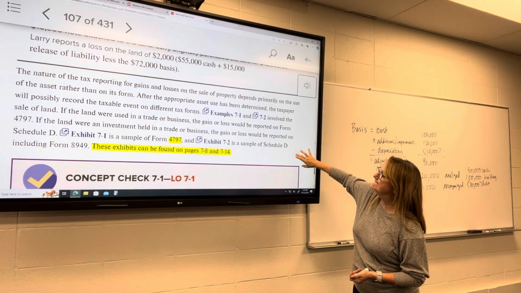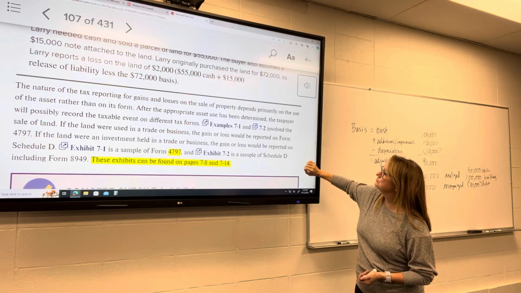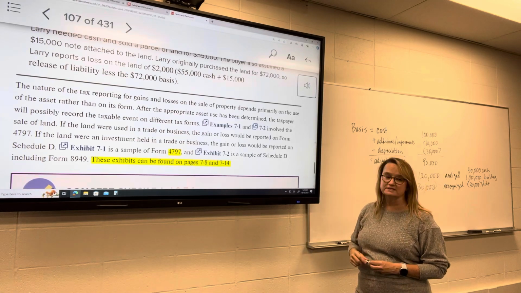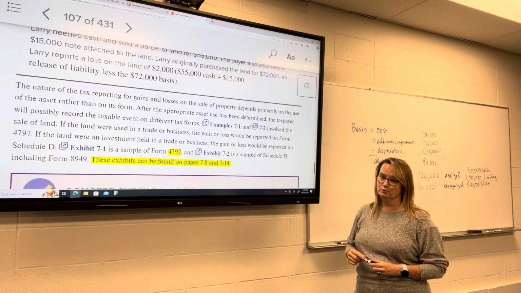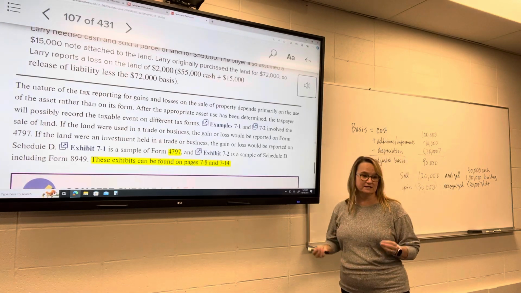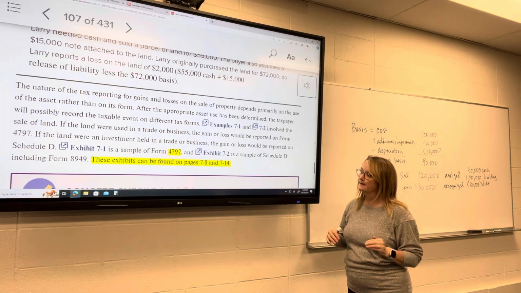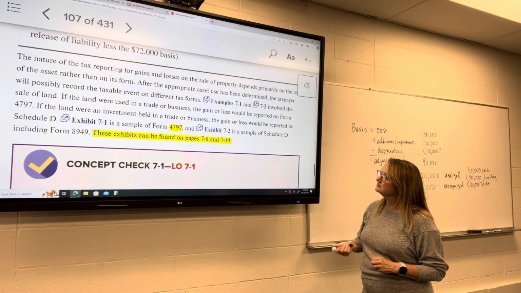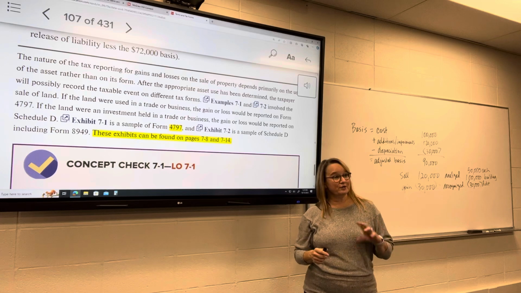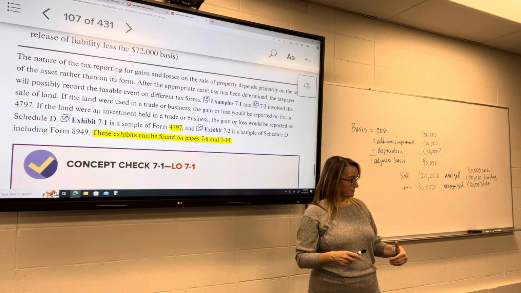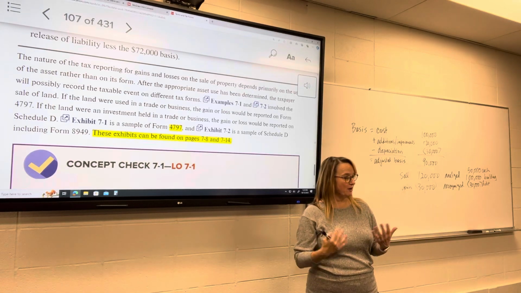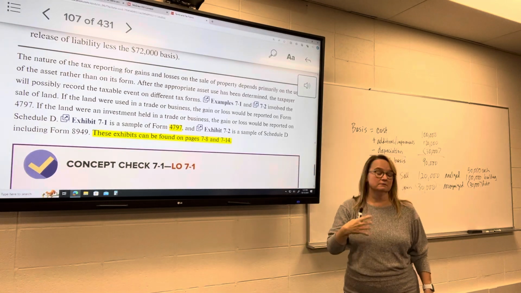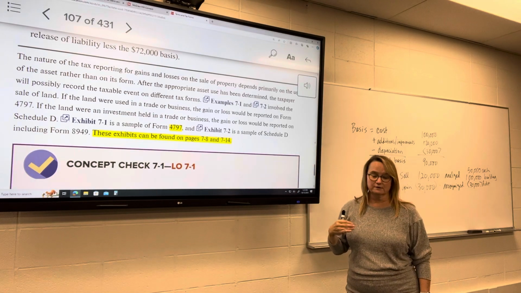Let's see. So if the land is used in a trade or a business, the gain or loss is reported on what's called Form 4797. This reports gains and losses on assets that were part of a business, okay? If it were an investment held in a trade or business, so it's an investment that the trade or business holds, say that land that you bought as an investment, you bought it through your business, right? The gain or loss would be reported on Schedule D. We'll take a look at these forms here.